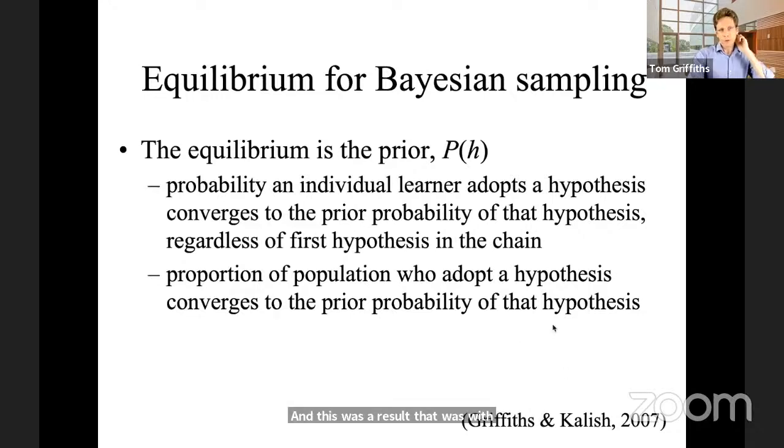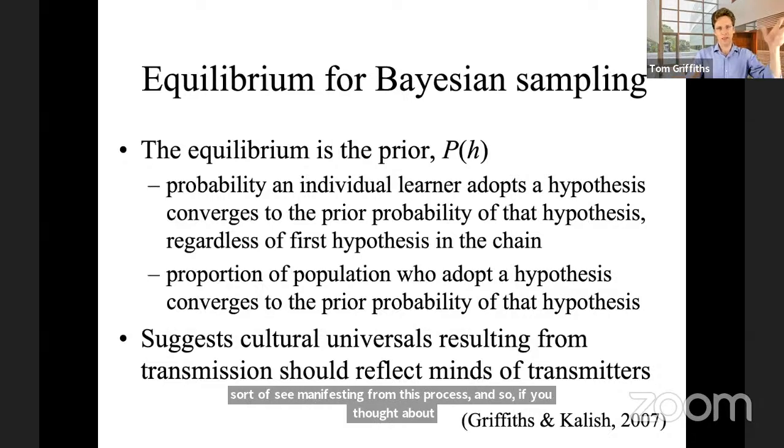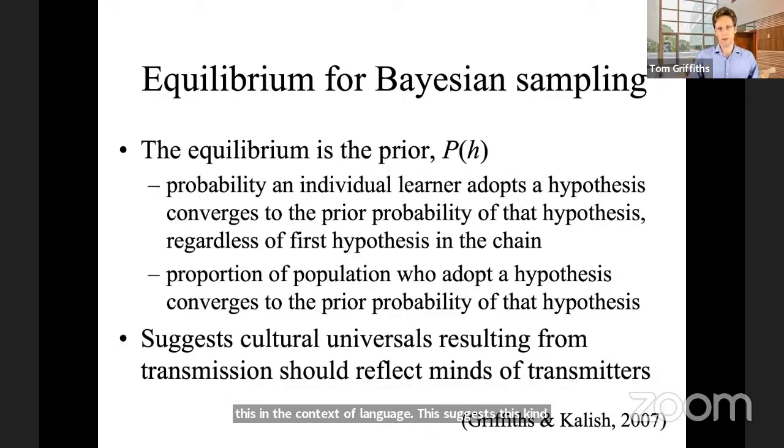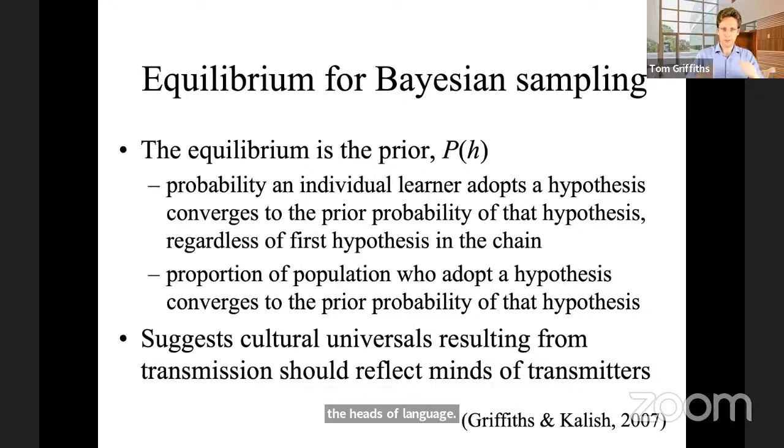So the implication of this in terms of inductive biases, right, is that things like cultural universals, the things that we see manifesting in cultures as a result of this process of transmission, should be things that reflect the minds of the transmitters, in this very specific way where there's a one-to-one correspondence between whatever the prior distributions are and whatever we see manifesting from this process. And so if you thought about this in the context of language, this suggests a pretty tight coupling between, say, the distribution of properties you see across languages and the inductive biases inside the heads of language learners. So I was excited about this. This was a pretty cool result.